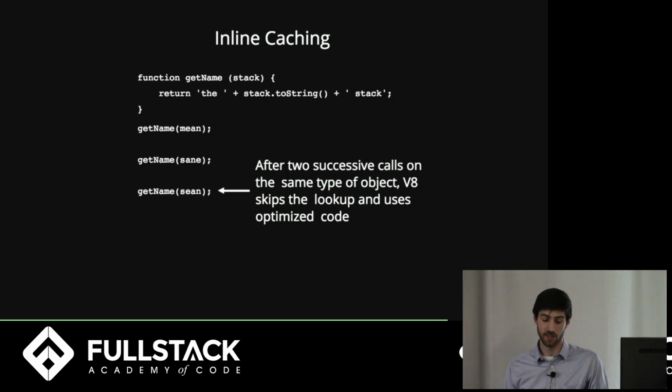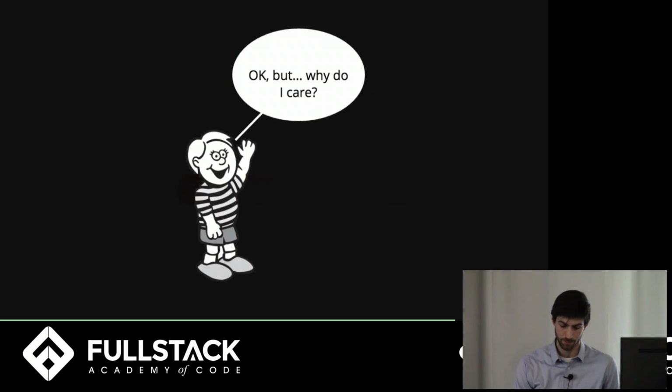Then, after two successive calls on the same type of object, V8 is actually going to make an assumption here. It's going to assume that we're using the same method as was being called before. It's going to skip the lookup altogether and use optimized code in order to go and call that method. Of course, sometimes this assumption is not correct, and V8 does have some built-in edge case guards in order to account for that. It will basically bail out and run de-optimized code if it finds that that's the case. But most of the time, this assumption is valid, and it lets our code run much, much faster.